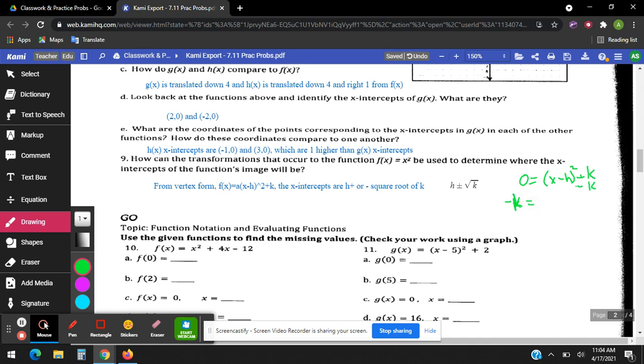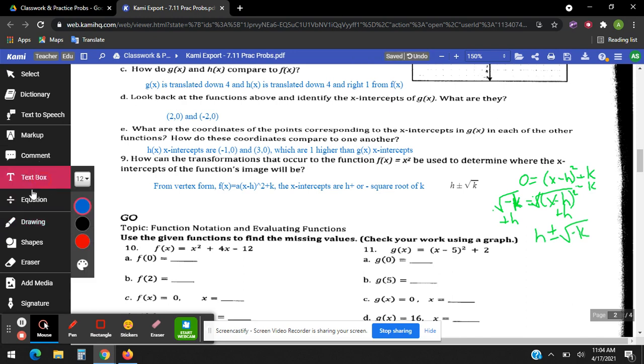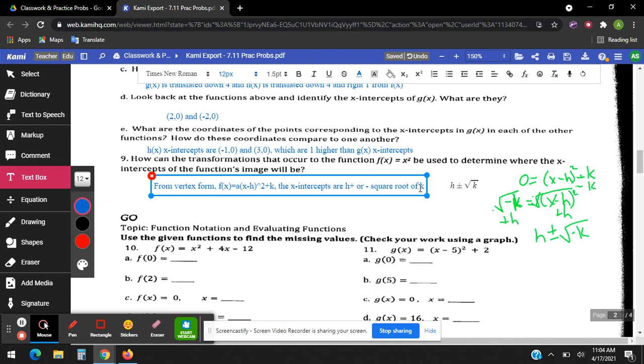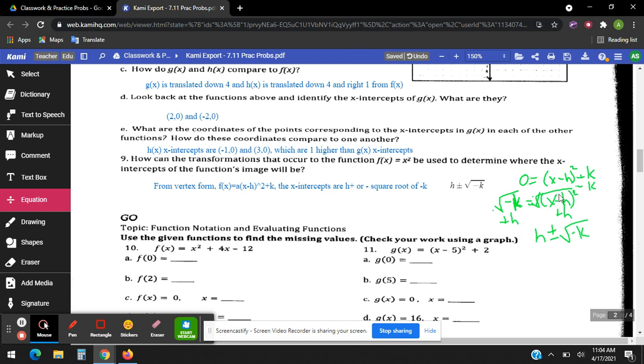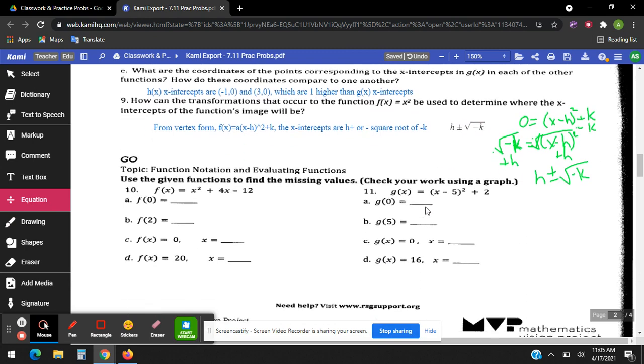Negative k equals x minus h squared. So then I have to take the square root of this to cancel those out. And then I'm going to add h to the other side. So I end up with h plus or minus the square root of negative k over here. So let me go back and tweak these because I forgot the negative of negative k. And let me go back and tweak this guy to put a negative in there. Okay. That's why we always double check our work. So that's kind of the math that goes along with it. So that's the idea of how we're getting it.